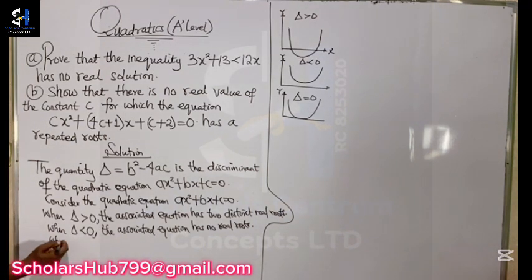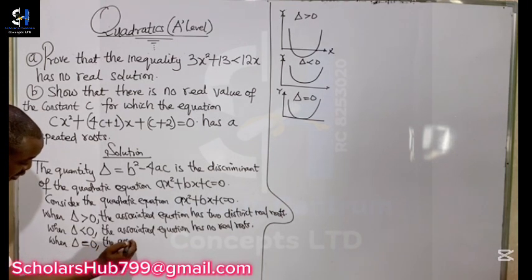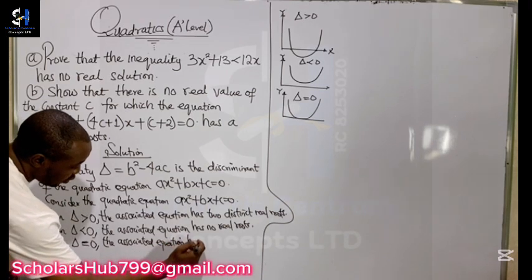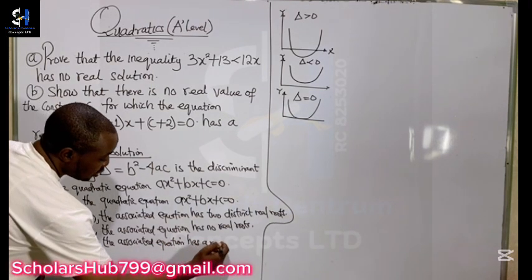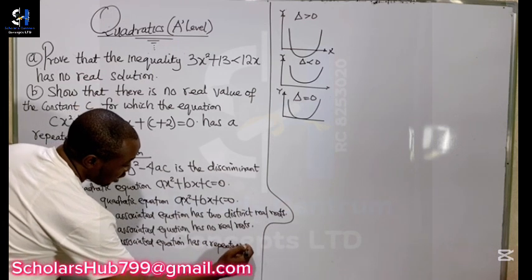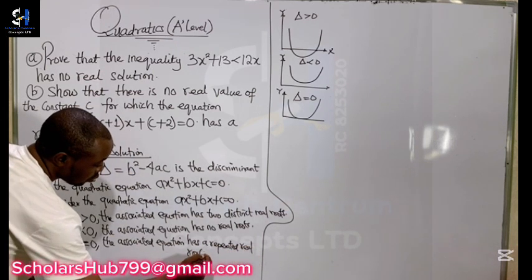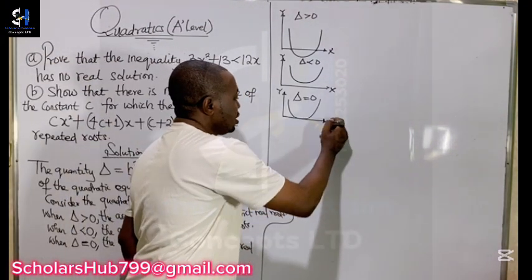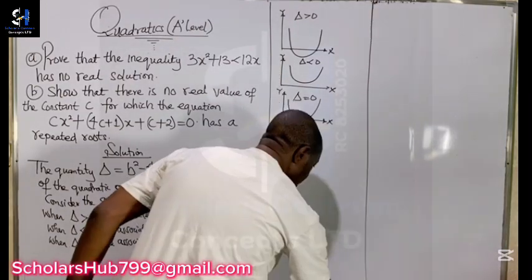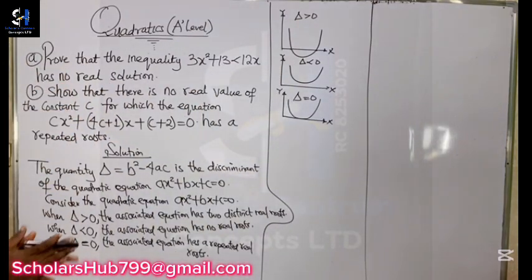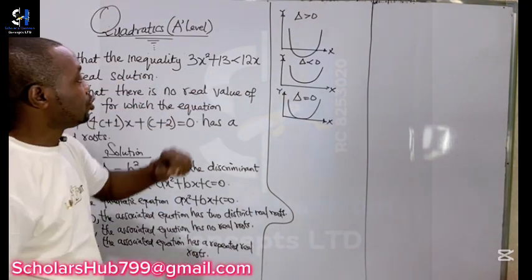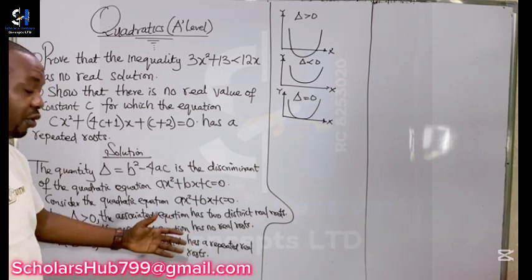So when the discriminant is equal to 0, the associated equation has a repeated real root, and that's exactly what I explained here. Now, quick one. We want to prove why this inequality, 3x squared plus 13 less than 12x, has no real solution. I already explained that here.